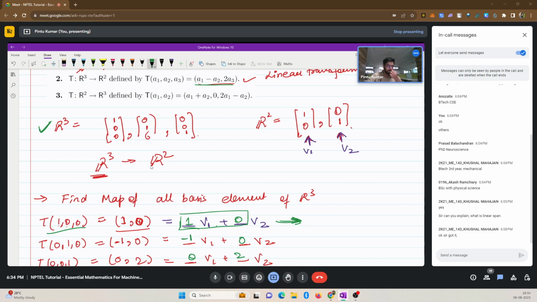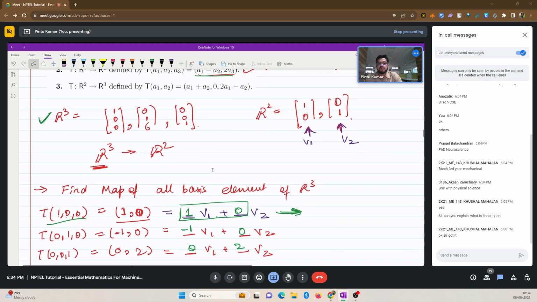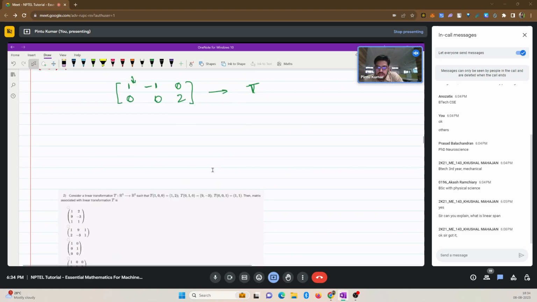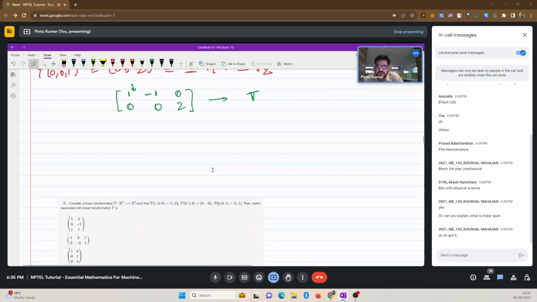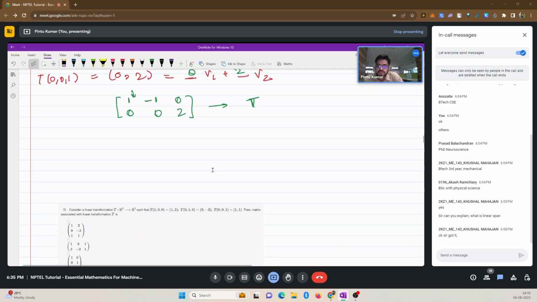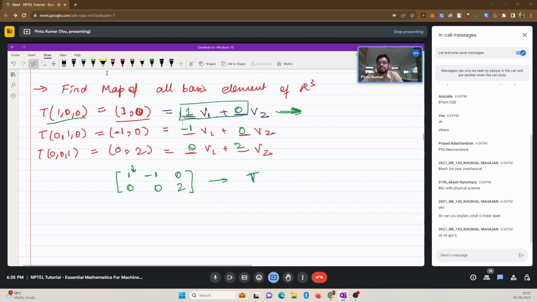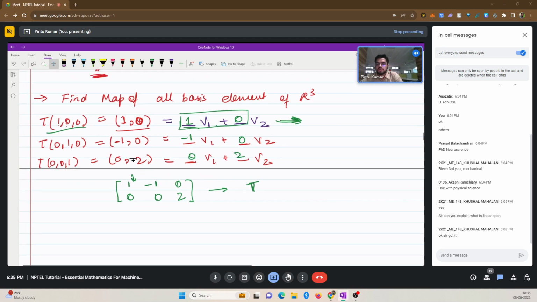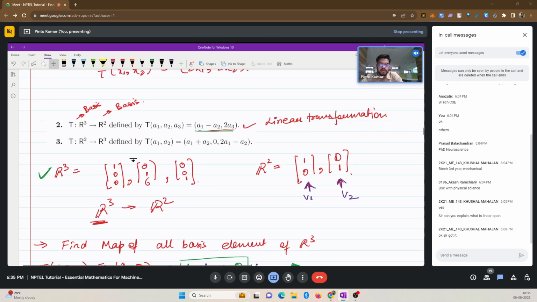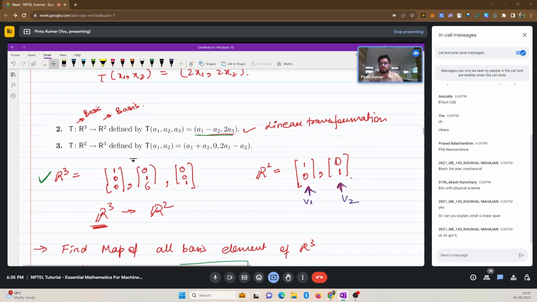Okay. I think if we have some, okay. So I'll write this map. We have sufficient time, so I'll do this example also.